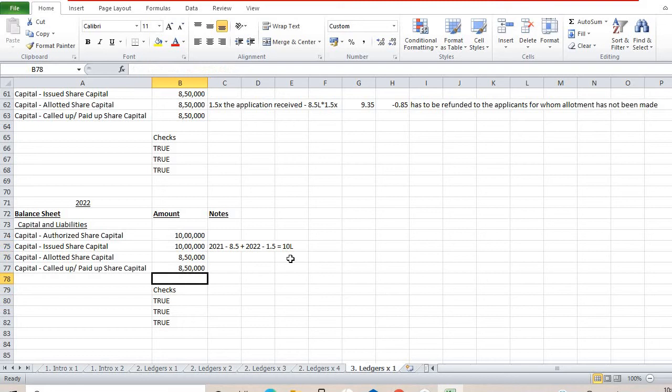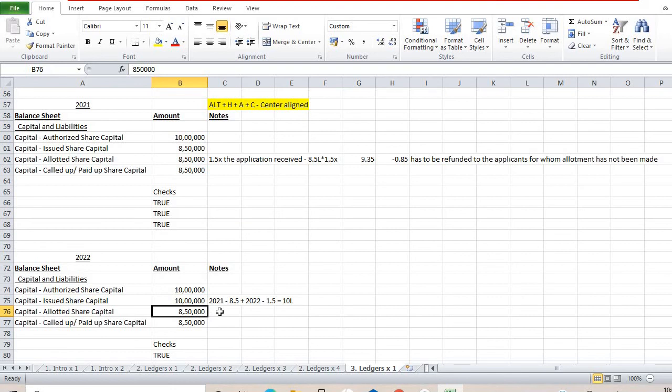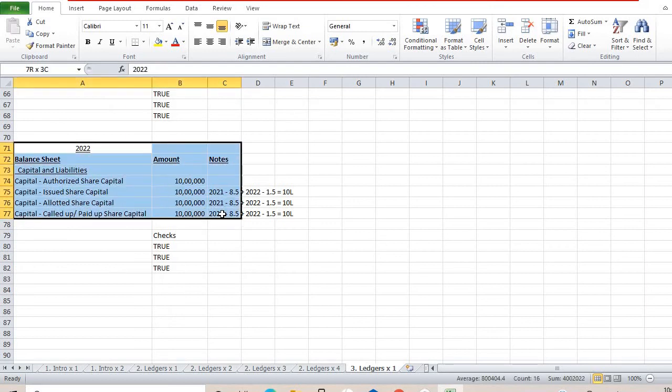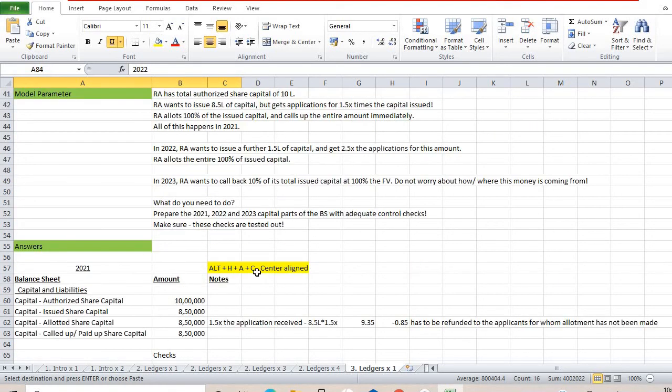Okay, so the checks are still working. Allotted share capital, entire amount is allotted. So let us now drag this down and drag this down so that everybody knows where these numbers are coming from. And let us now move to 2023, where this is a little different, and I want you guys to look at the question.